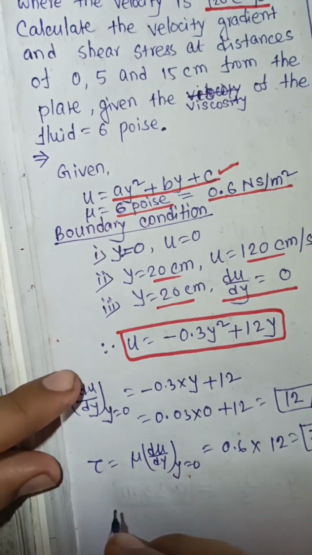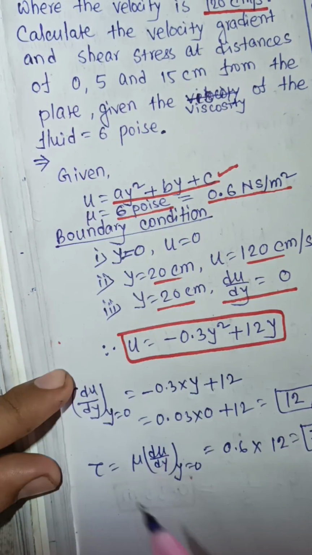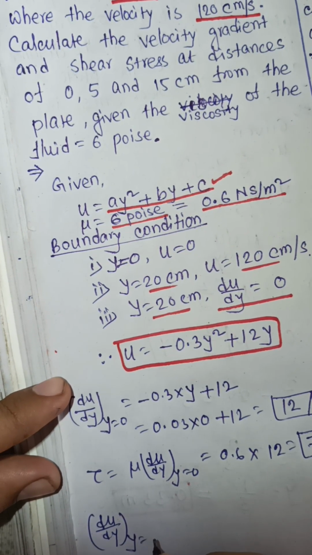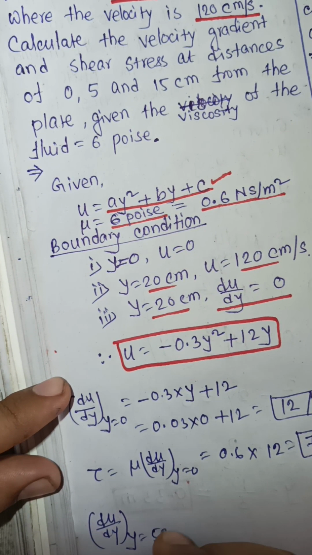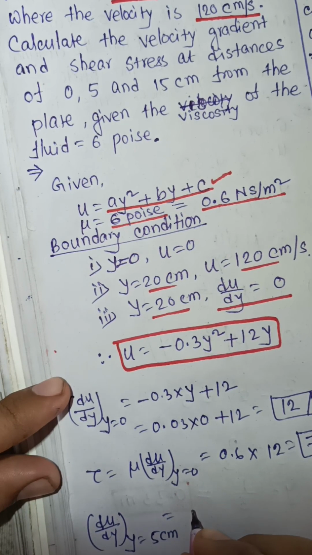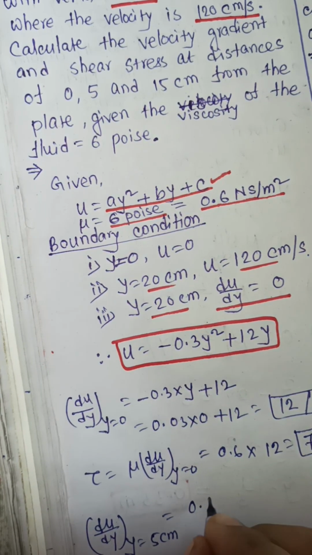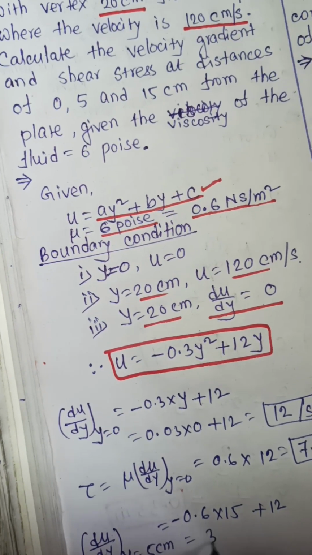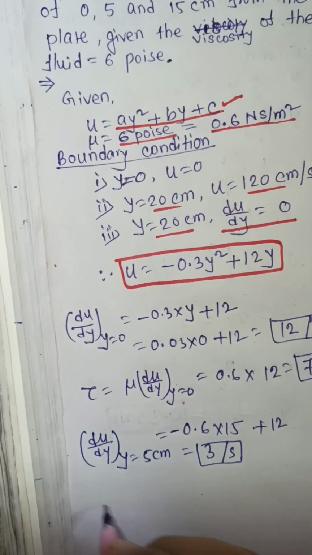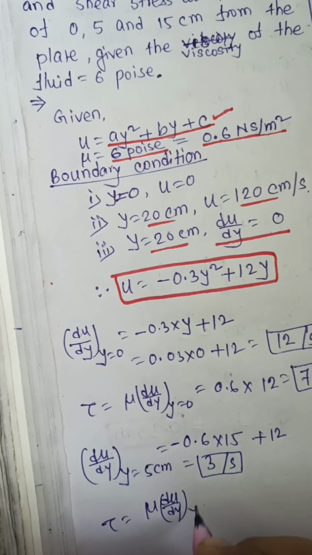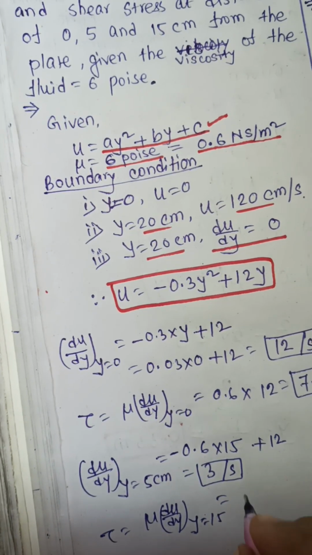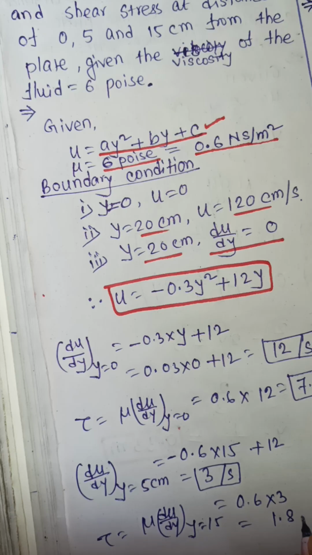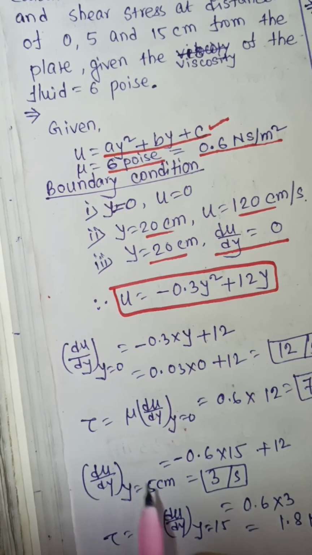Now if you want to calculate the velocity gradient at the location 15 centimeters, du/dy at y equal to 15 centimeters is equal to -0.6 into 15 plus 12. So the answer will be 3 per second, and the shear stress tau equal to mu du/dy at y equal to 15 centimeters. The value of mu is 0.6, and this is 3, so this will be 1.8 Newton per meter square. So this is for 15 centimeters.